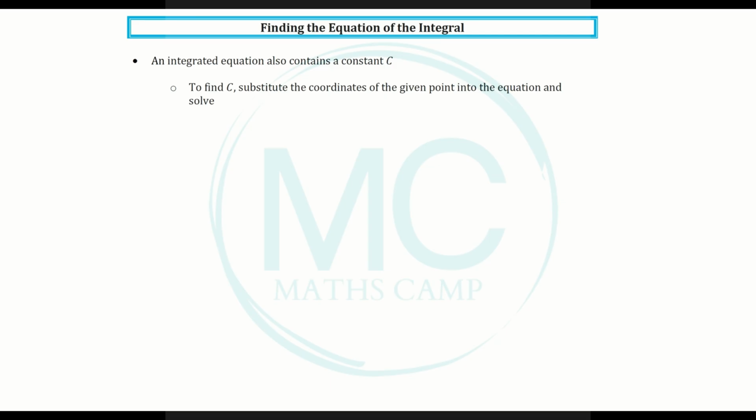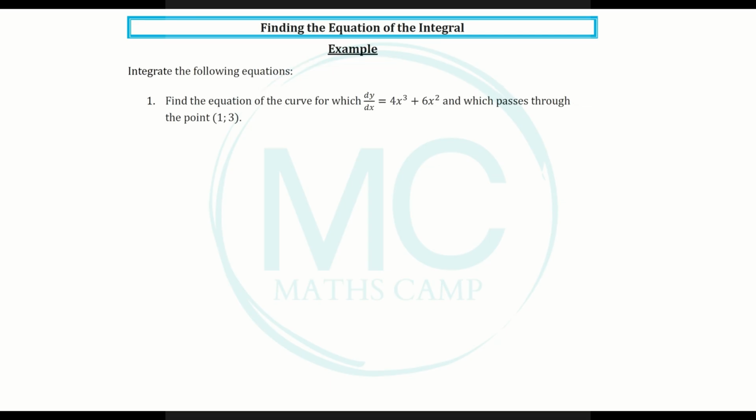Let's look at an example. Find the equation of the curve for which dy over dx is equal to 4x cubed plus 6x squared, and which passes through the point 1, 3. In this case, we are given the equation for the first derivative, and we need to find the original equation y. So let's say y is equal to the integral. Let's start with our base, 4x.